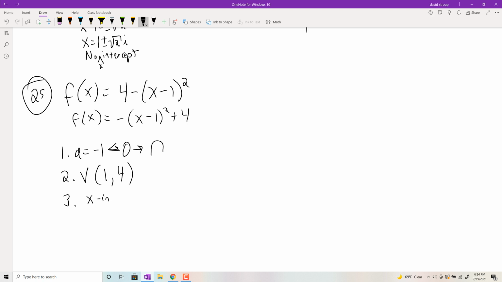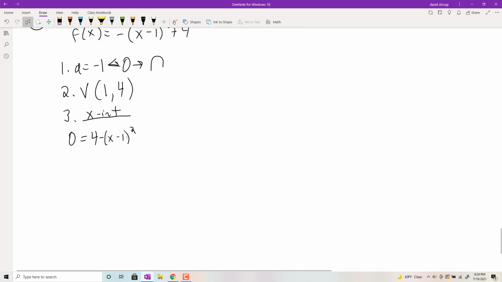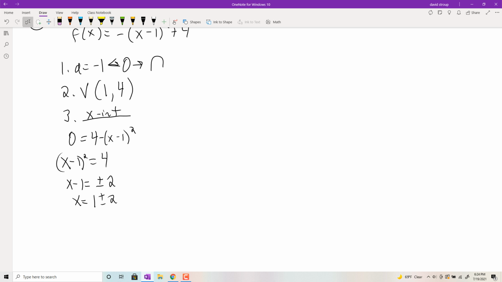Then the x-intercept. For the x-intercept, you let y equal 0. So 0 equals 4 minus (x minus 1) squared. Move the (x minus 1) squared to the other side. The positive (x minus 1) squared equals 4. Square root property, x minus 1 equals plus or minus square root of 4. Square root of 4 is just 2. Add the 1 over, so 1 plus or minus 2. So I get x equals 1 plus 2 is 3, so the coordinate 3, 0. And then 1 minus 2 is -1, so -1, 0.